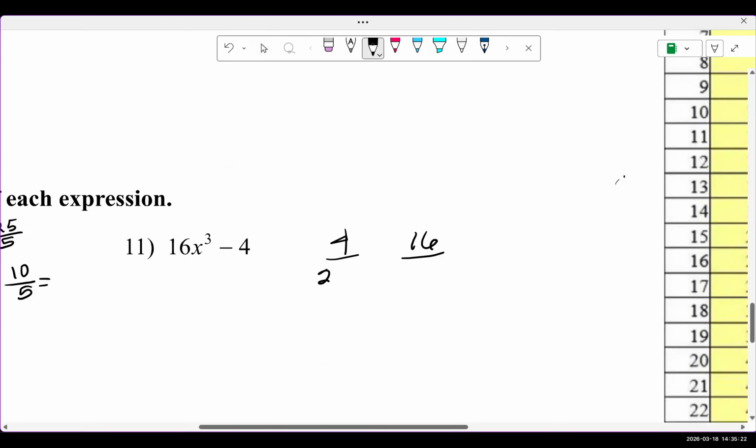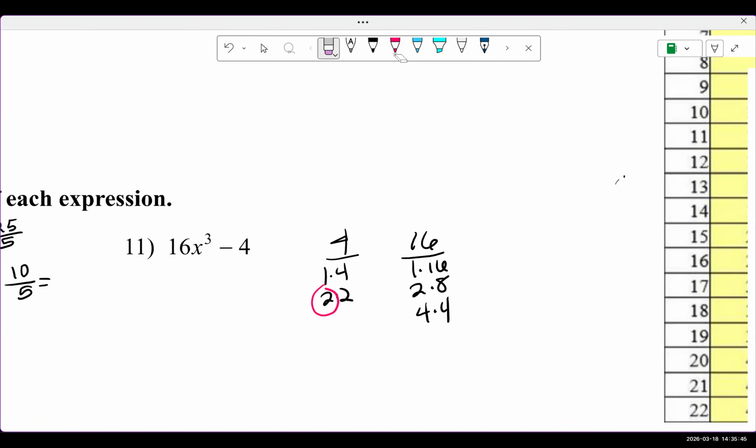Number 11, the factors of 4 are 1 times 4 and 2 times 2. The factors of 16, 1 times 16, 2 times 8, 4 times 4, and that's it. Do they have any x's in common? No. So the greatest common factor is 4. So we have 4 times x cubed minus 1.